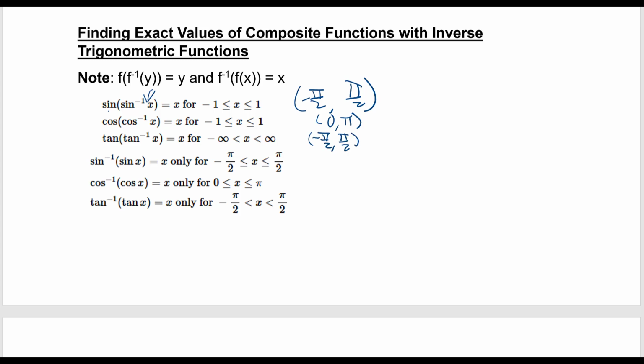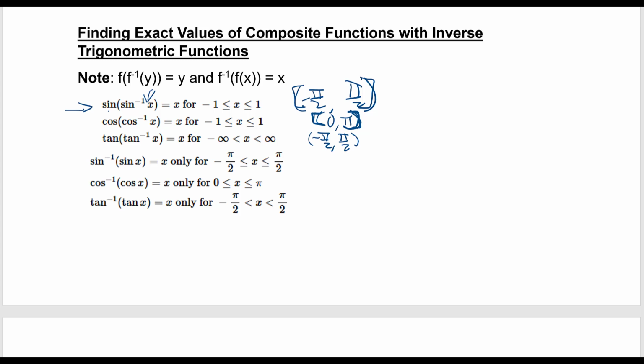And someone's probably going to say, wait a second, you're right, these can be closed, not open intervals. Then sine inverse of sine of x is also going to be x, for x between negative pi over 2 and pi over 2, inclusive of the endpoints. Cosine inverse of cosine of x is x, for x between 0 and pi. And tangent inverse of tangent of x is x, for x between negative pi over 2 and pi over 2, not inclusive.